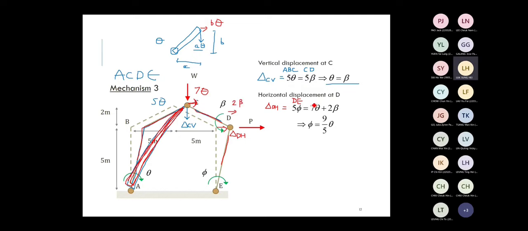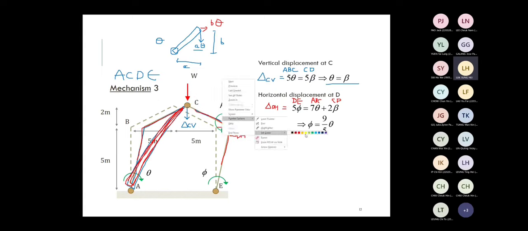So when you write the solution, the first term is due to the contribution of ABC. The second term is due to member CD. When you add them up together, it becomes the displacement at point D. Okay? And this equation helps you to correlate phi, theta, and beta, same as situation 1. You can correlate all angles together. So finally, you set up the work done equations and then solve it.